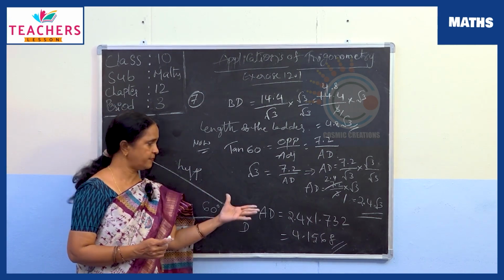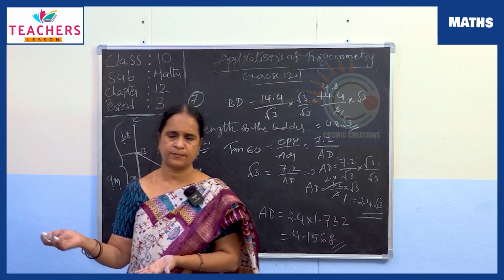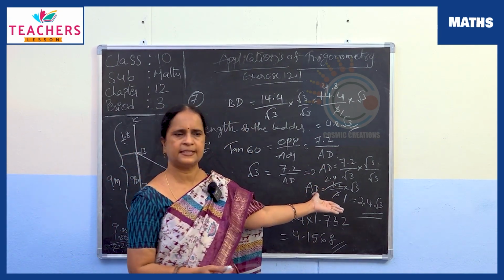The values are given. If root 3 value or root 2 value, sometimes they give. If not, we can just leave it like this also.